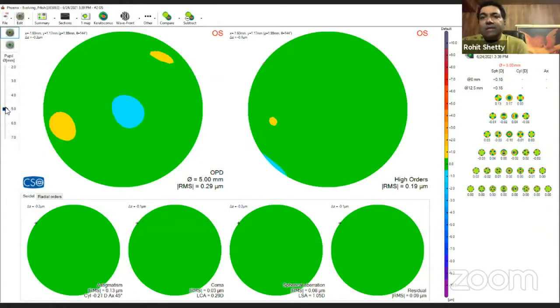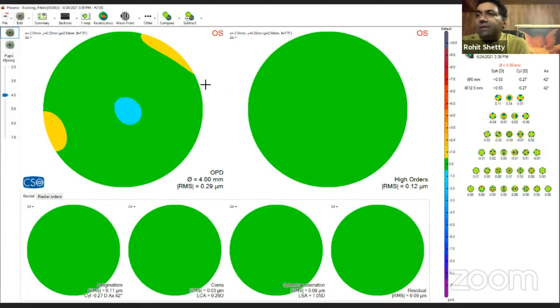And this is an interesting map here. The one eye, the OS, is absolutely normal. You can see that there is a 5 millimeter zone. You can just put your cursor and say that this is the other eye, where if you go to the 4 millimeter zone here, you can see that a small amount of cylinder has crept in. That means a small amount of 0.5 to 0.30 cylinder is coming directly from your epithelium.